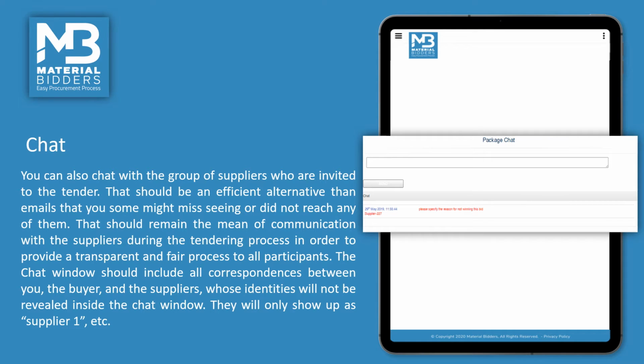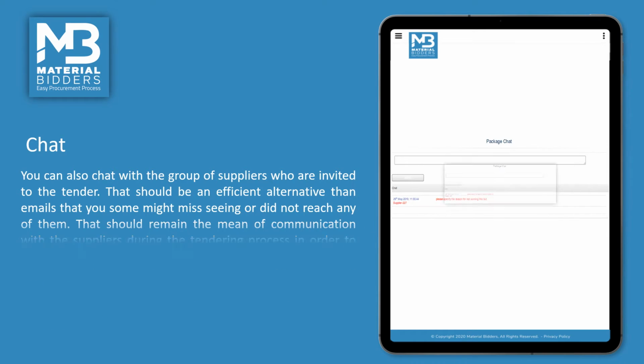The chat window should include all correspondence between you, the buyer, and the suppliers, whose identities will not be revealed inside the chat window. They will only show up as supplier 1, etc.